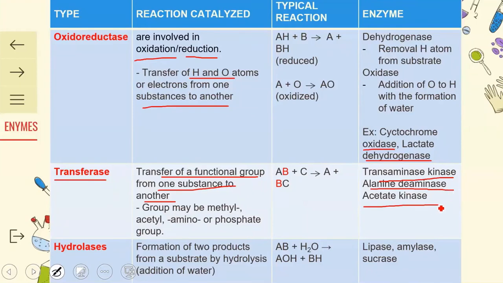The third class is hydrolases. In hydrolases, 2 products are formed from a substance by a hydrolysis process with the addition of water. Examples of enzymes are lipase, amylase, and sucrase.